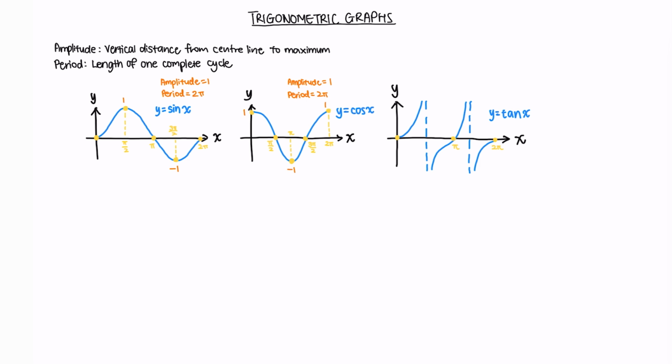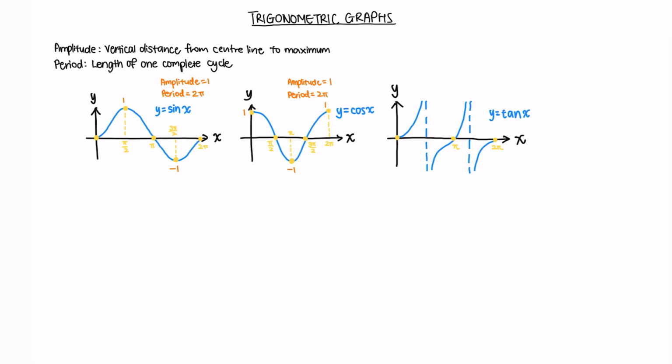Oh, and this can technically also be the vertical distance from the center line to the minimum. So this distance from the center line to the minimum is also 1. And remember, I want the amplitude to always be positive, so I can't give a negative value for the amplitude.